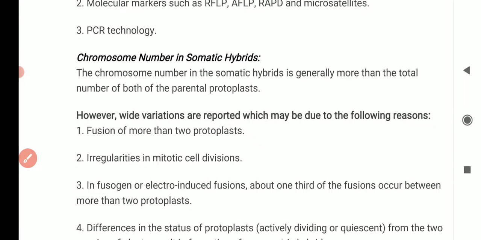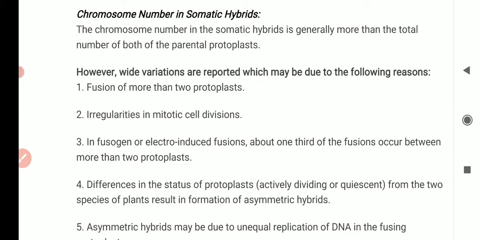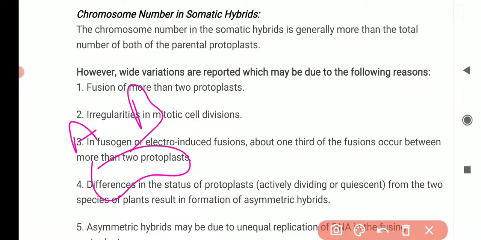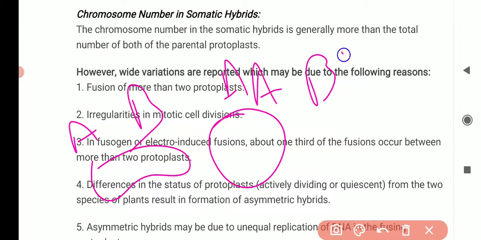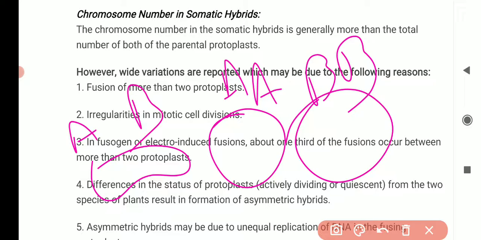Okay, then even the chromosome number in the hybrids will be more than the parents. But there can be problems. Sometimes 3 or more protoplasts can fuse, because that chemical doesn't know, hey, you come and fuse with you. Sometimes instead of A and B fusing, A and A fuse. Remember the heterokaryon, homokaryon, B and B fuse. You get it? So there can be some problems.